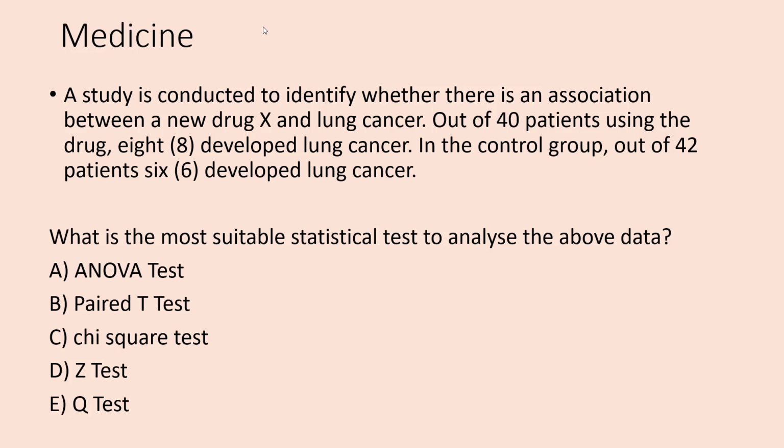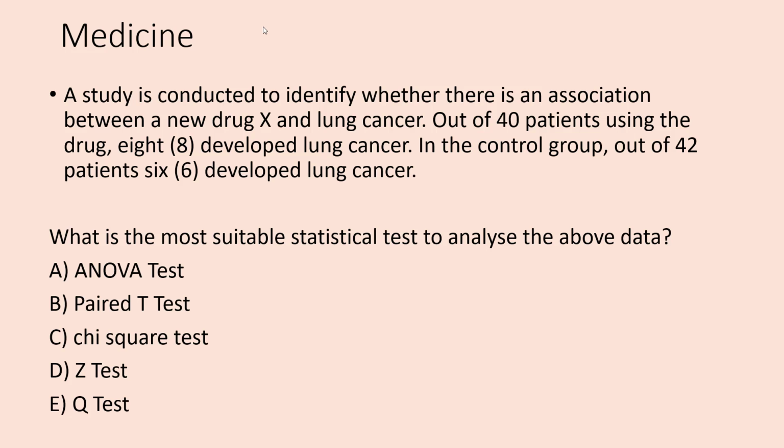A study is conducted to identify whether there is an association between a new drug X and lung cancer. Out of 40 patients using the drug, 8 developed lung cancer. In the control group, out of 42 patients, 6 developed lung cancer. What is the most suitable statistical test to analyze the above data?